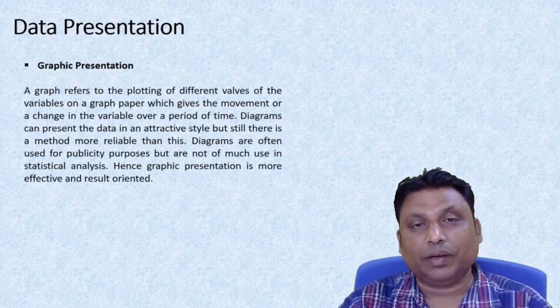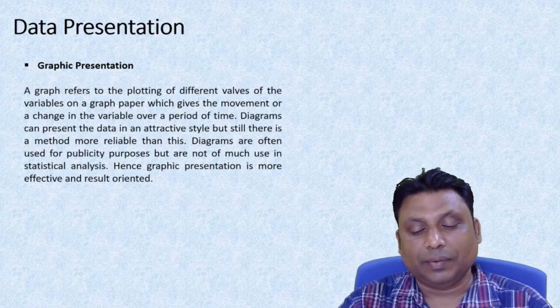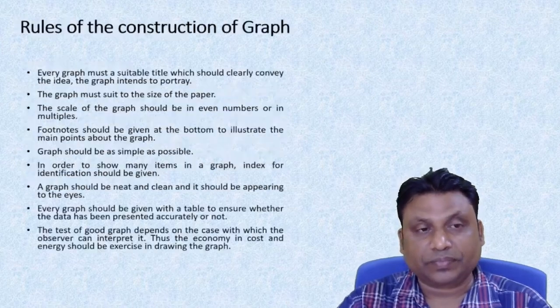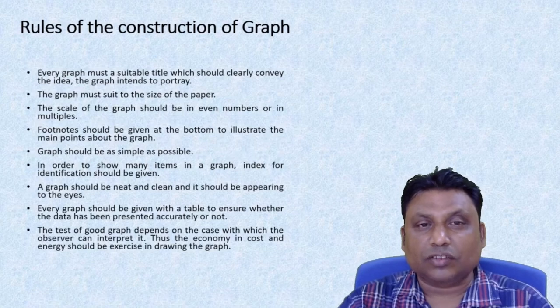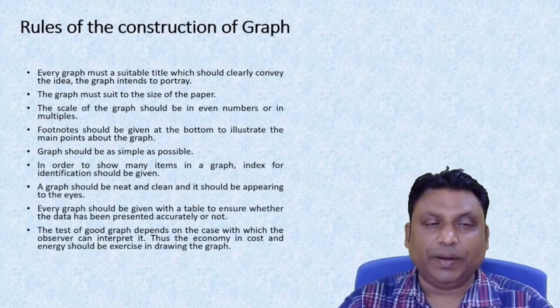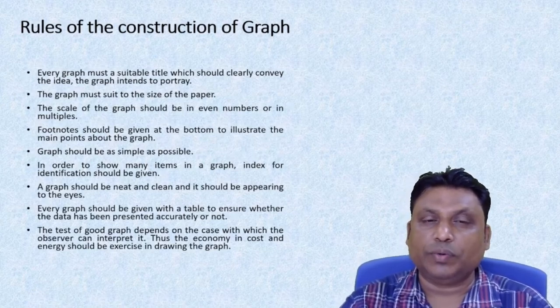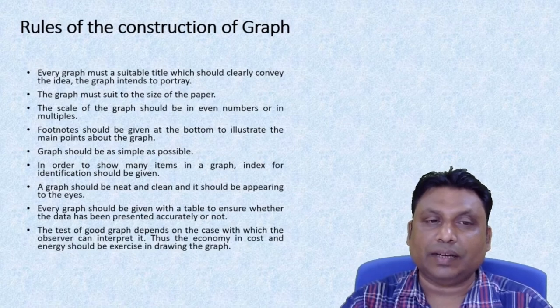The male 10, female 20. If you show it graphically, it is given that male 20, female 10. So easily you can understand, and this is result oriented. What are the rules of construction of the graph? Every graph must have a suitable title, which should clearly convey the idea and intent of the graph.